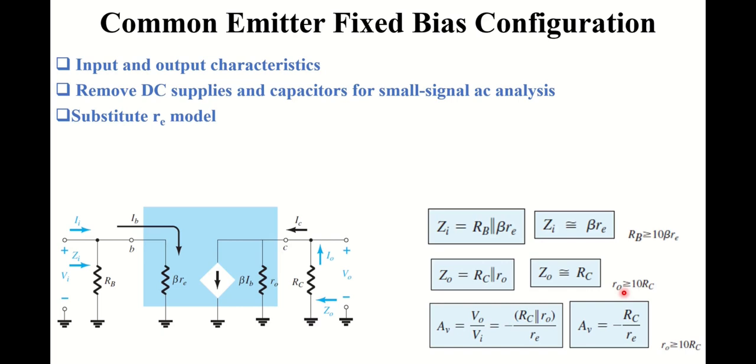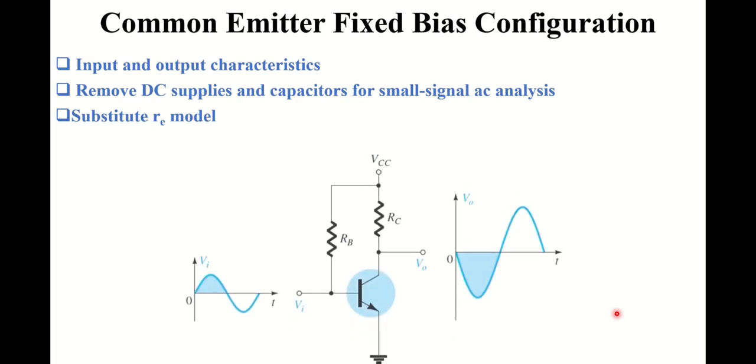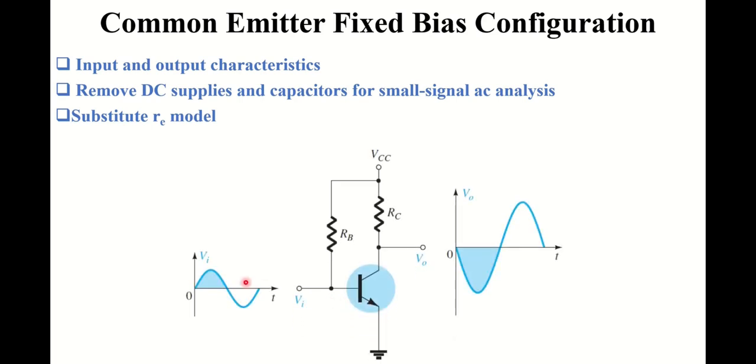The negative sign in this voltage gain formula is implying that the input and output voltage for the common emitter configuration are always out of phase by 180 degrees, as demonstrated in this figure. As you can see, there is a clear 180 degree out of phase difference in the input signal and the output signal.